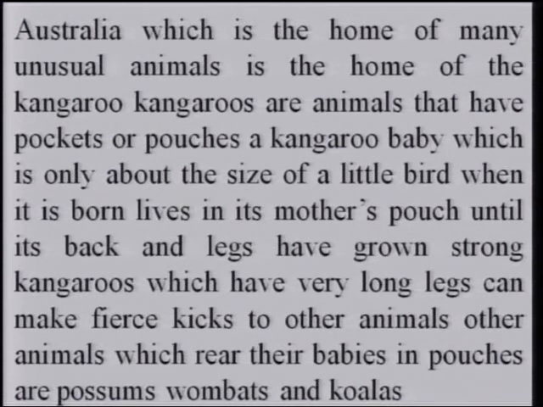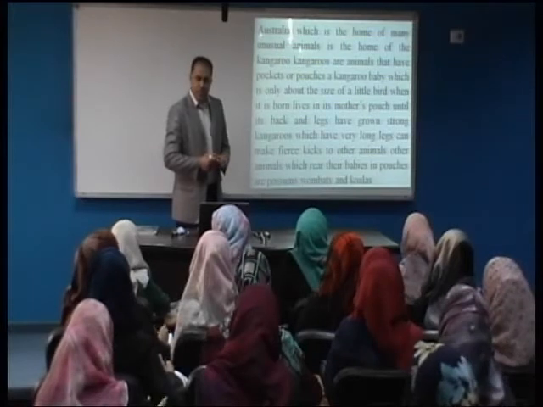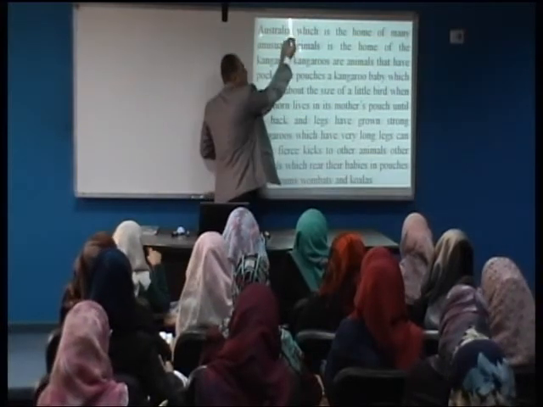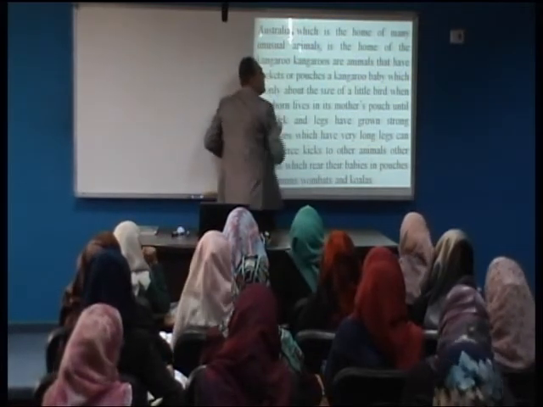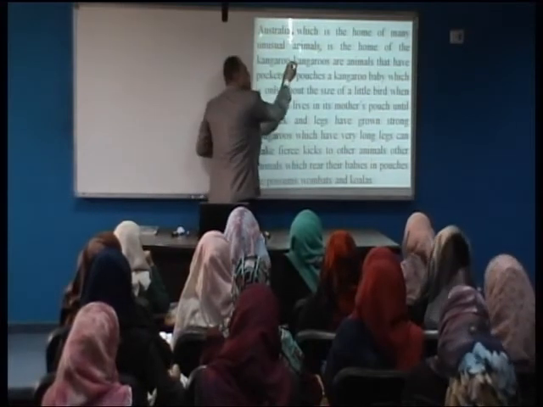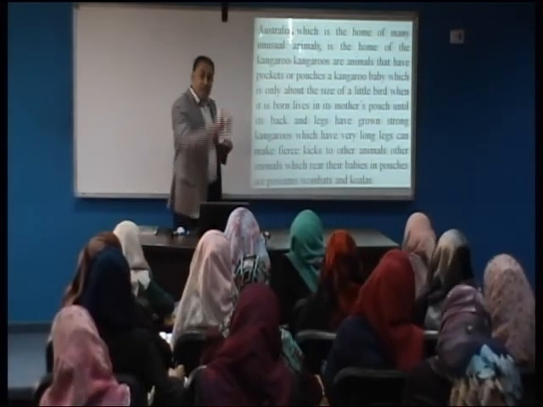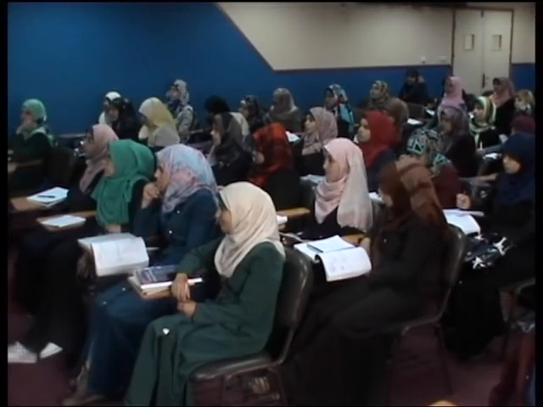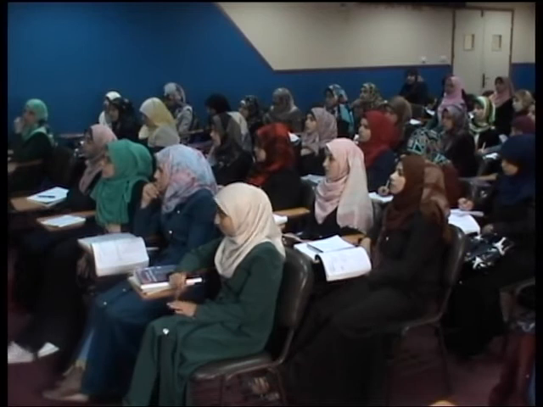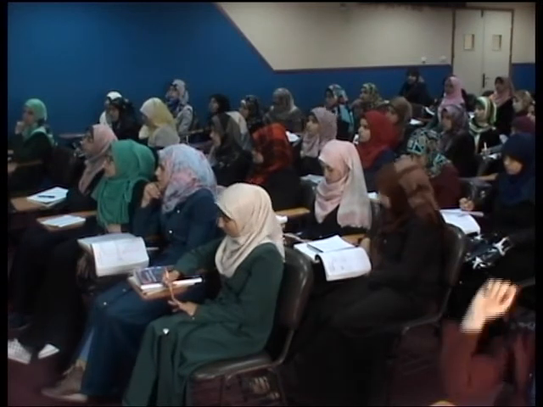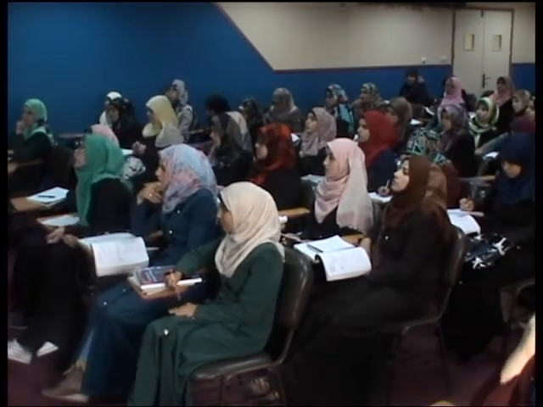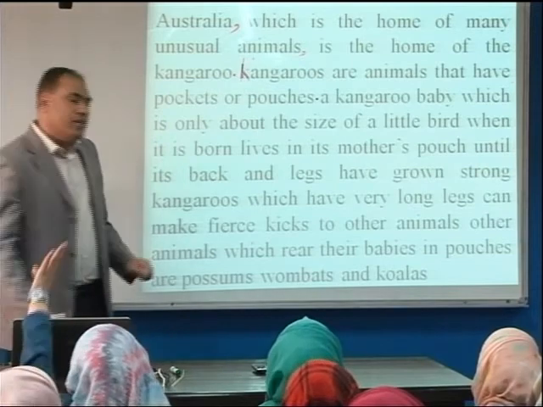All right, let's start. Yes, please. "Australia, which is the home of many unusual animals, is the home of the kangaroo." Australia, which is the home of many unusual animals, comma, after "animals," is the home of the kangaroo. Very nice. Now, who would like to continue? All right, yes please. Kangaroos are animals that have pockets or pouches. Full stop. We finished the idea and we have a full stop.